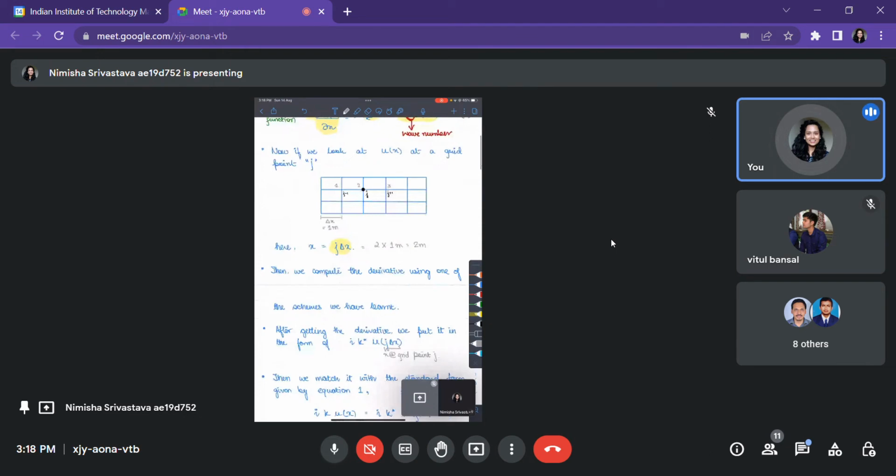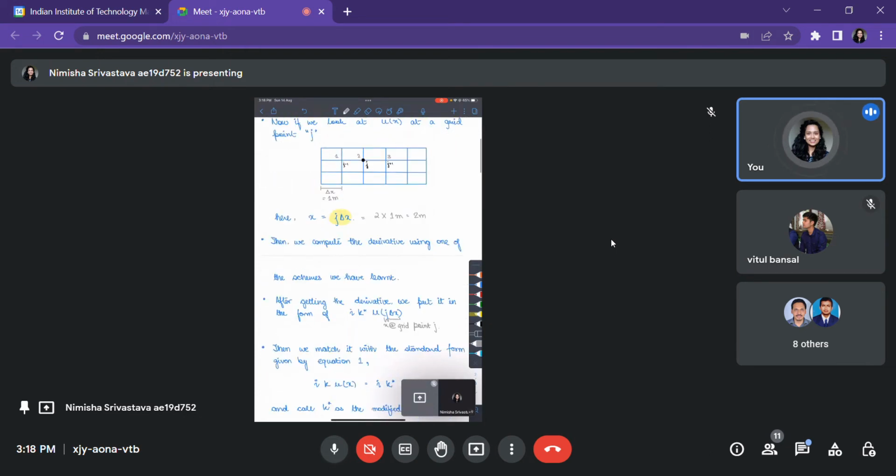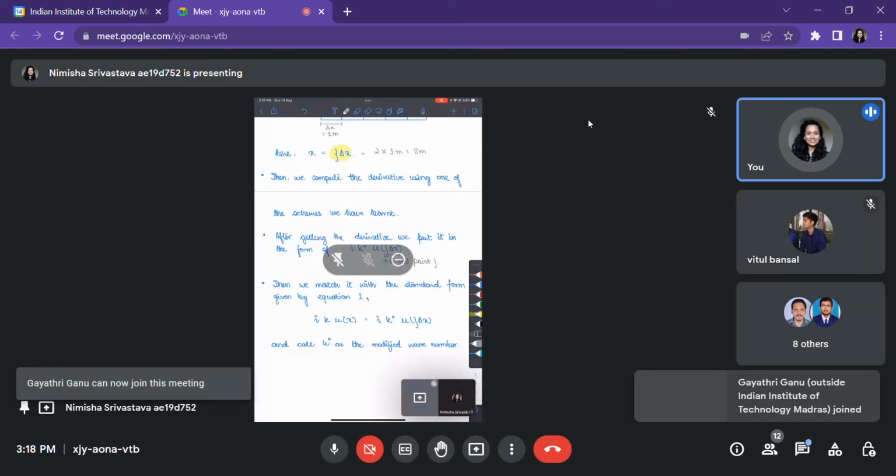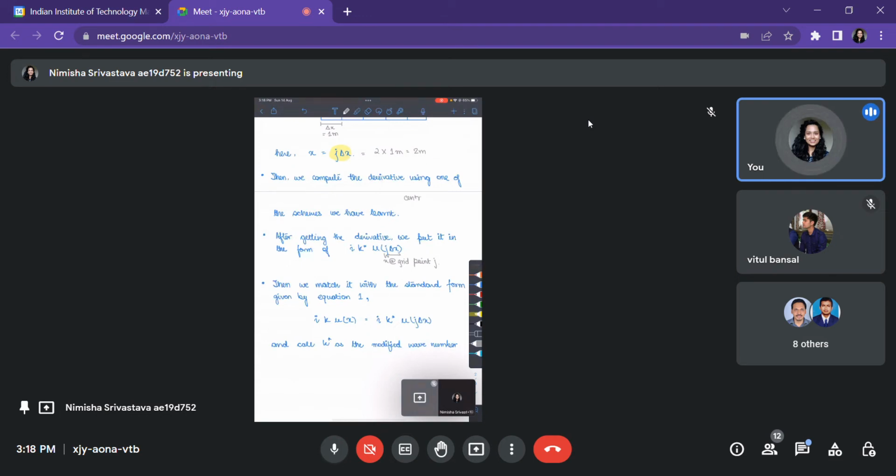Then we compute the derivative using one of the schemes that we have already learned. So here the schemes would be whatever finite difference schemes we have looked at, for example, central differencing, or forward difference. And in the last week's classes, you must have heard of the schemes CD, fourth order, as well as CD4. So these are some of the schemes that you have already seen in the classes. Then after getting the derivative, we put it in the form of iota k x u j x.